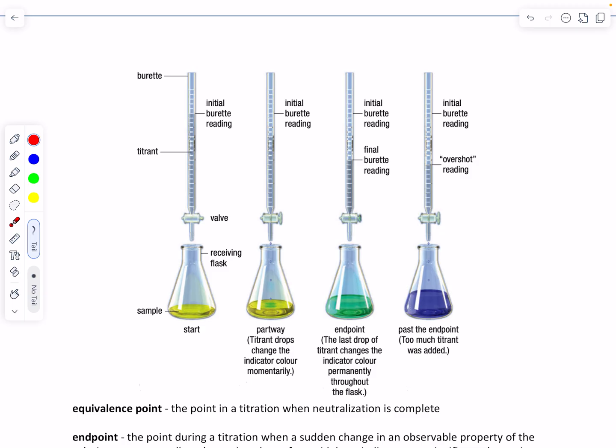The end point is the last drop of the titrant that changes the indicator color permanently throughout the flask. If you were to shake this or swirl it around, you would no longer see this yellow color. We have permanently changed the color of the liquid in the flask. If you add a second drop more after the end point, then the color will turn to blue.